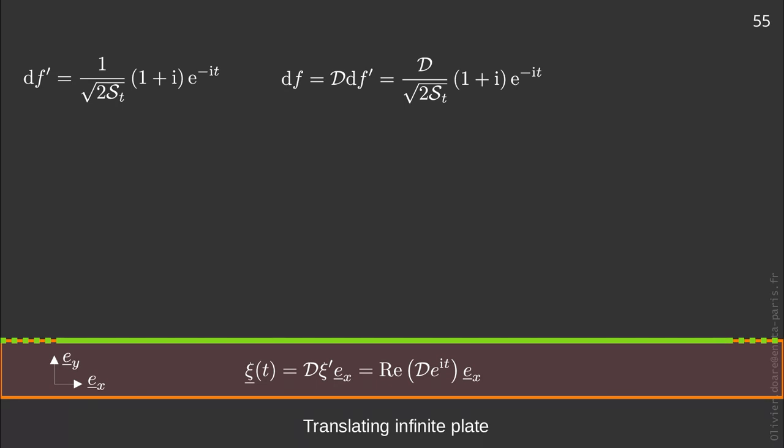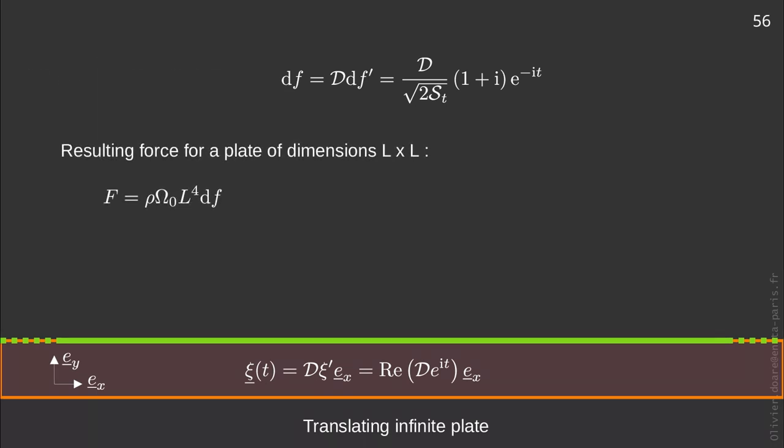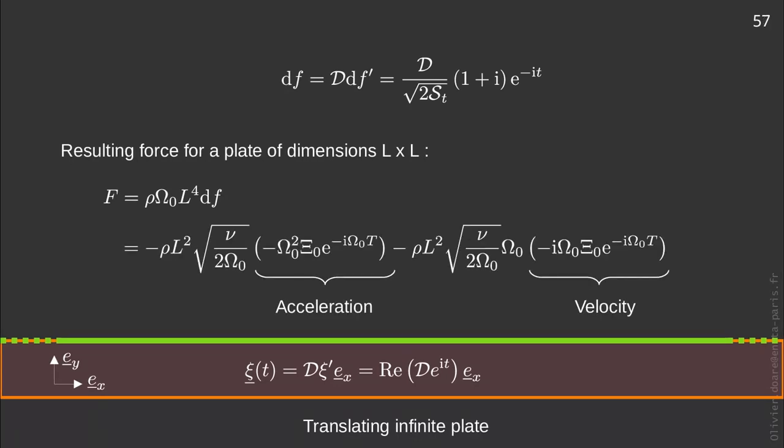We will use this result to calculate the resulting force on the square plate of dimensions L times L. The force in physical units is rho omega naught L power 4 times dF. All calculations done, replacing the dimensionless parameter by the quantities of the problem, we find a force where appear a term proportional to the acceleration and a term proportional to the velocity. So we are dealing with an added mass and an added damping.